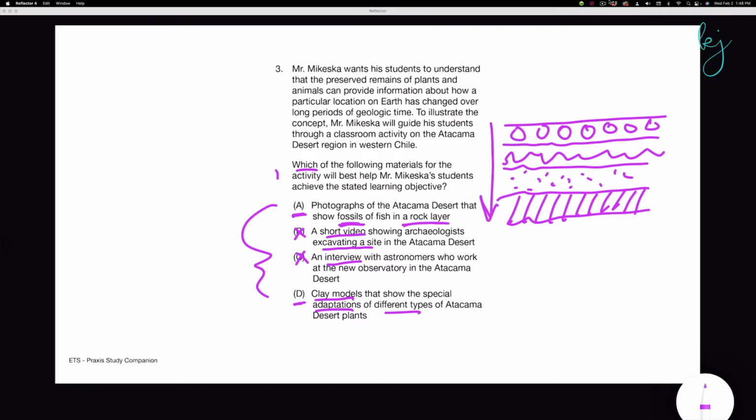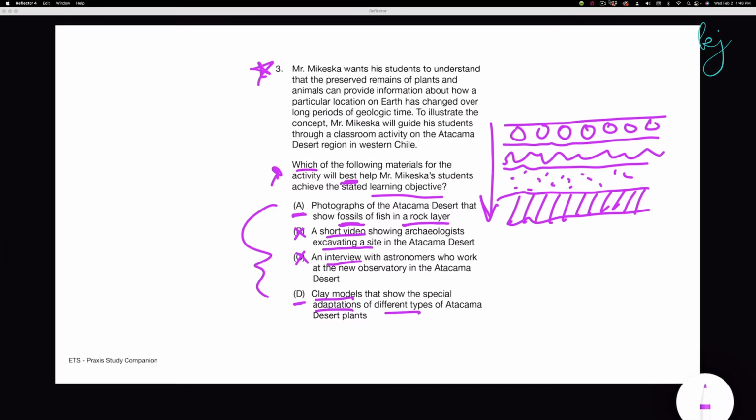Let's go here to the question stem. Which of the following materials for the activity will best, again, we're always going to want to pay attention to that, help Mr. Makiska's students achieve the stated learning objective? Well, I need to figure out what the learning objective is. So now I can go up to the question.